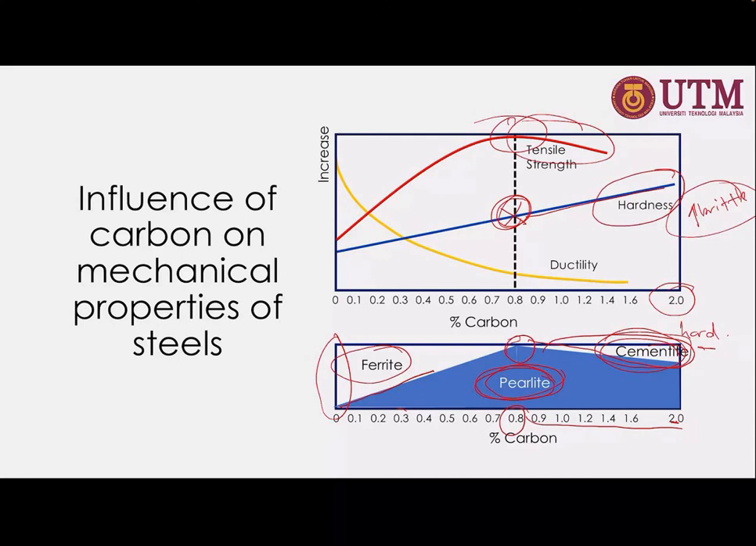So if you increase strength and hardness, of course, the ductility will decrease. This is ductile, this is hard, and this is highest strength. Pearlite is highest strength, ferrite is soft or ductile, cementite is hard. So now you know, if you have this portion of structure, what the expected mechanical properties are.